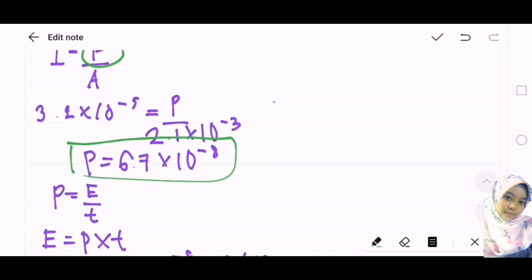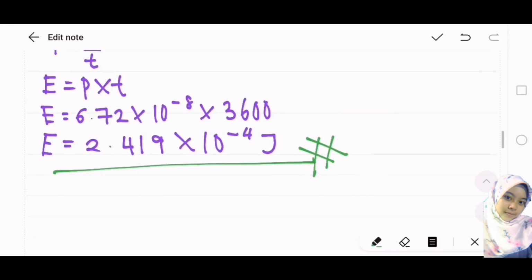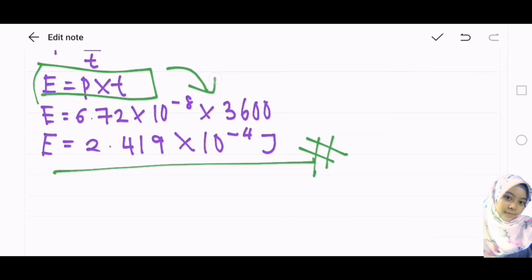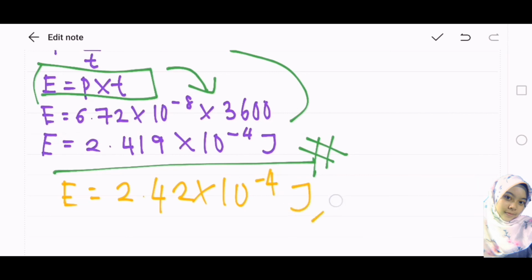We arrange the equation, let the energy E be the subject, and substitute all the values we have from the earlier solved equation. And we will get this answer: 2.42 times 10 to the power of a degree. Okay, this is the question. This is the answer.